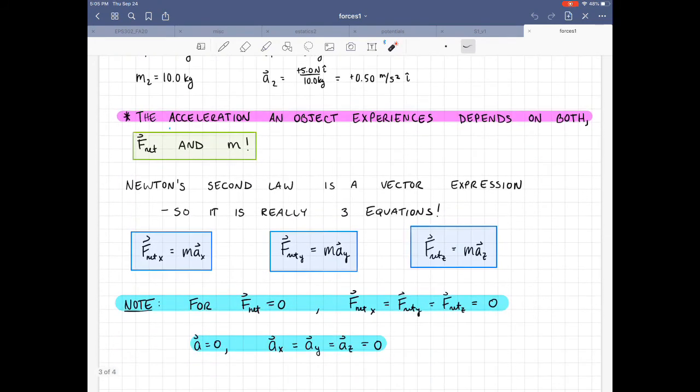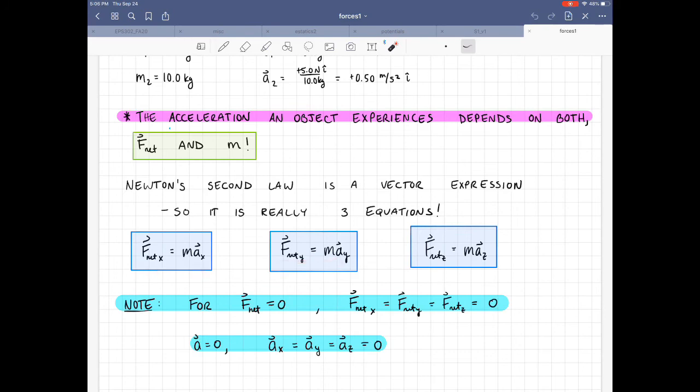So since forces are vectors, the Newton's second law force equation is really 3 separate equations. The net force in the x direction equals max, the net force in the y direction equals may, and the net force in the z direction equals maz. And so this is general for all 3, and if you only have a one-dimensional or two-dimensional problem, then you just use 1 or 2 dimensions.